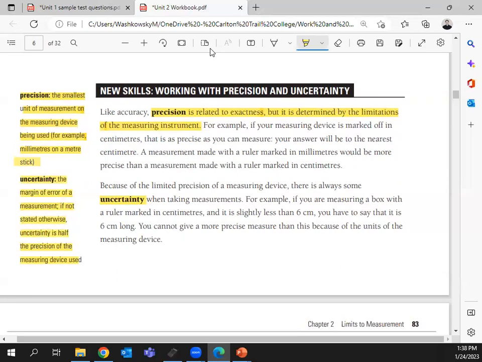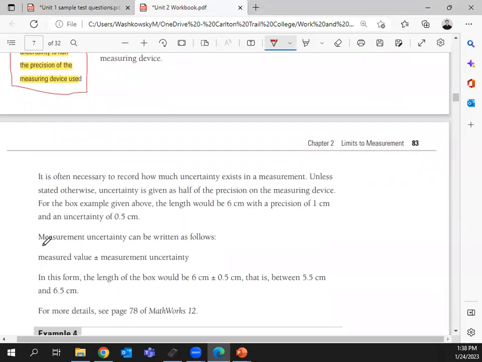So how you measure that is important. How you measure uncertainty is half the precision of the measuring device used. So uncertainty is half the precision of the measuring device that is used. If you flip to your next page, you can see how to find that right here. I want you to highlight or box this, do something to make it stand out. Right here, what I'm putting in red on my screen, that is how you measure uncertainty. And there's an example right here.